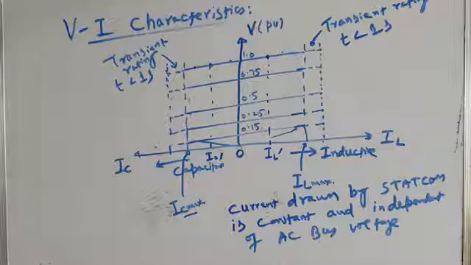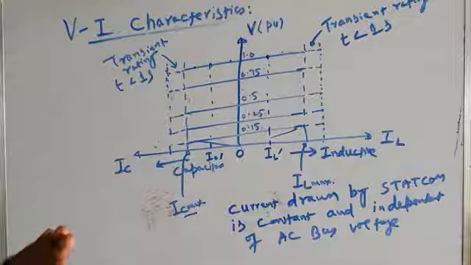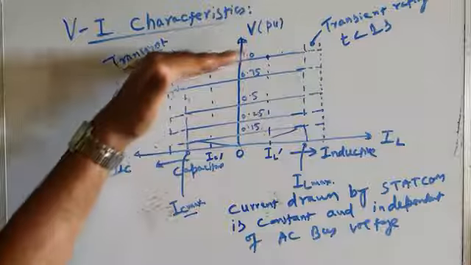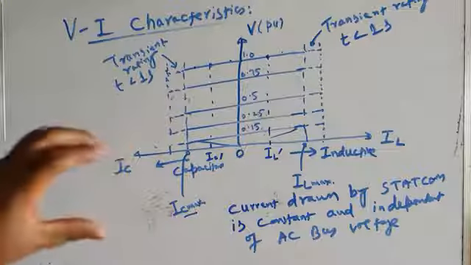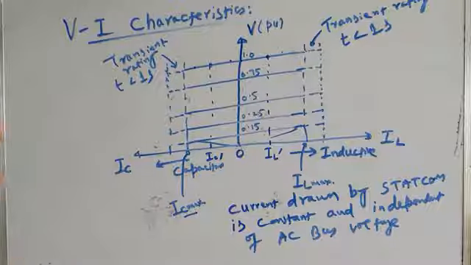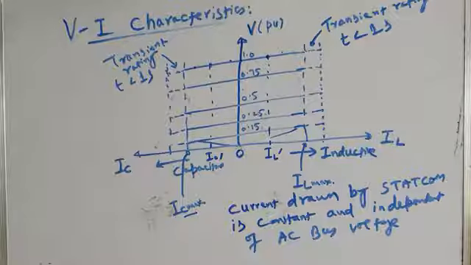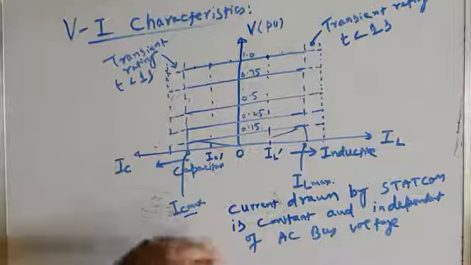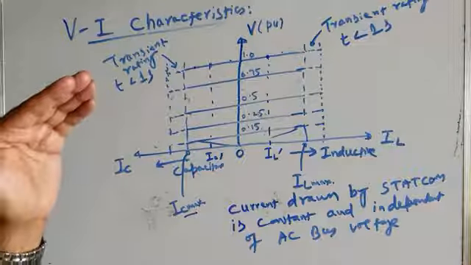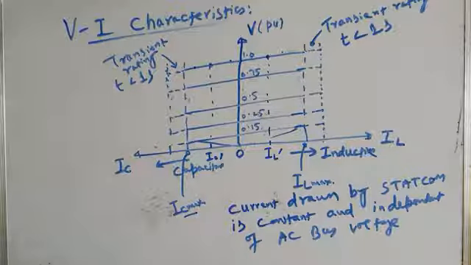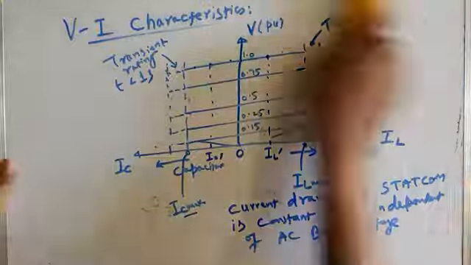Whereas in SVC, you will see that the SVC also draws current from the AC bus. The current drawn by SVC changes linearly with AC bus voltage. If the AC bus voltage decreases by 30%, the current drawn by SVC also decreases by 30%. Whereas the current drawn by Statcom is independent of the AC bus voltage, it's constant, which makes Statcom a more effective shunt compensator than SVC, which we will discuss hopefully in the next lecture, when we will draw a comparison between the two types of shunt compensators, Statcom and SVC. So this is about VI characteristics.